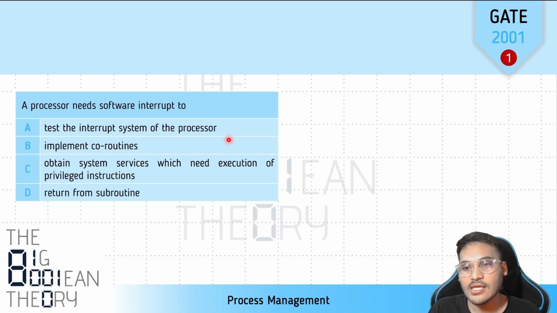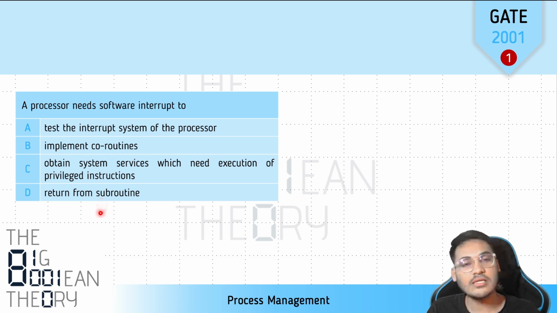So the question goes like this: a processor needs software interrupt to, right? And the options are: option A is test the interrupt system of the processor. Option B is implement coroutines. Option C is obtain system services which need execution of privileged instructions. And option D is return from subroutine.